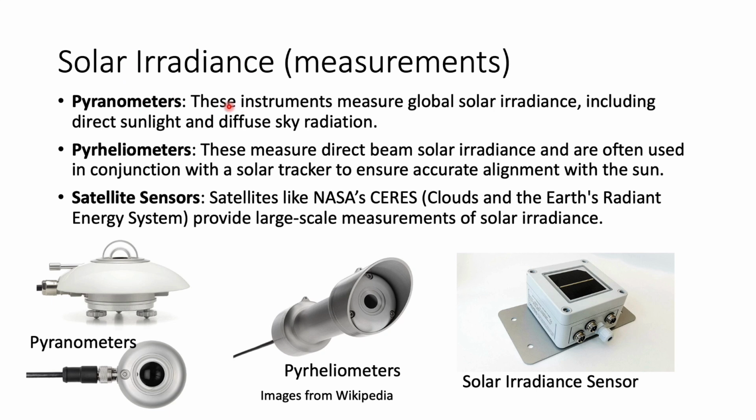Here are some of the instruments used for solar irradiation measurement. One is the pyranometer, and here is a picture of it. These instruments measure global solar irradiation, including direct sunlight and diffuse sky radiation. We also have pyrheliometers. These measure direct beam solar irradiance, and they are also used in conjunction with a solar tracker to ensure accurate alignment with the sun.